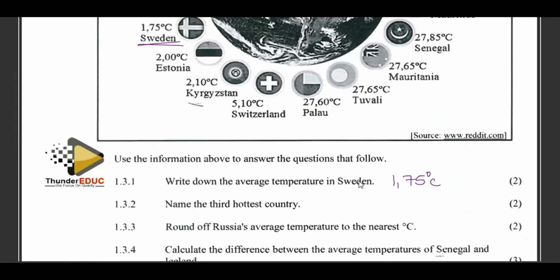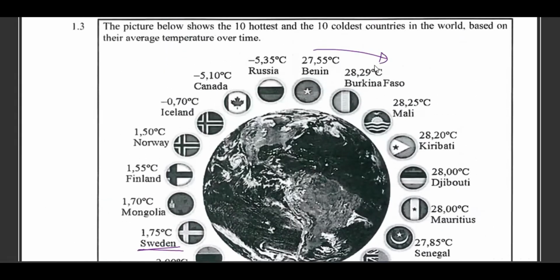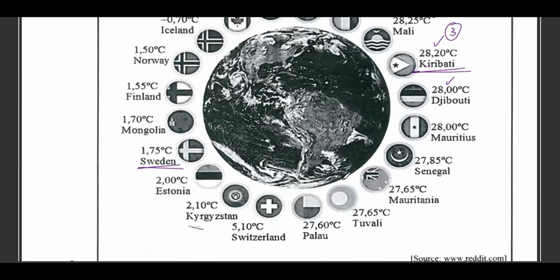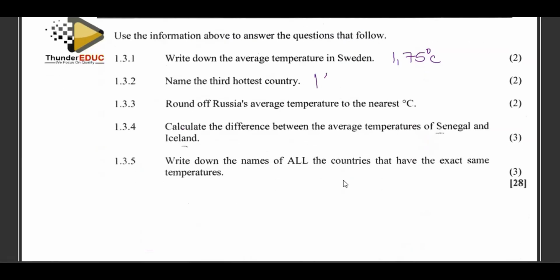Then name the third hottest country. The third. So now here, when you realize, you see, okay, this is 27, but this is 28,29. We have 28,25. We have 28,2. We have 28. So the hottest. So if this is 1, 2, then the third is going to be Kiribati. But they've not told us to mention the degrees. They just say the third hottest. Round off.